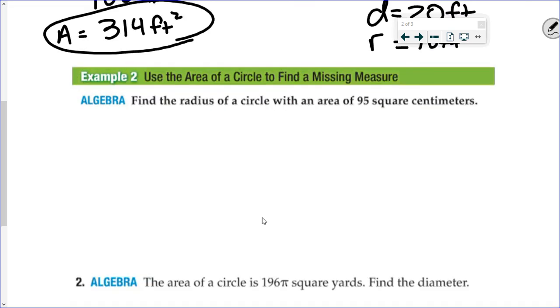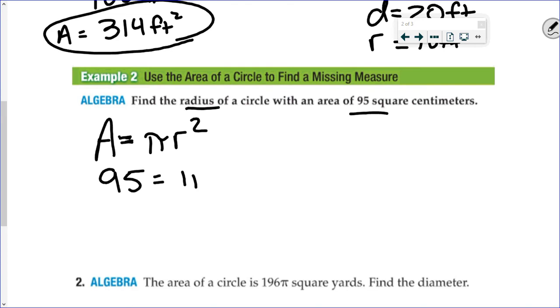We can go like we have been in previous sections in this chapter. You can go the other direction, given area, to find a different measure. Find the radius of a circle with an area of 95 square centimeters. Again, this is all about using A equals pi r squared. We want to solve for r, the radius. So 95 is equal to pi times radius squared.